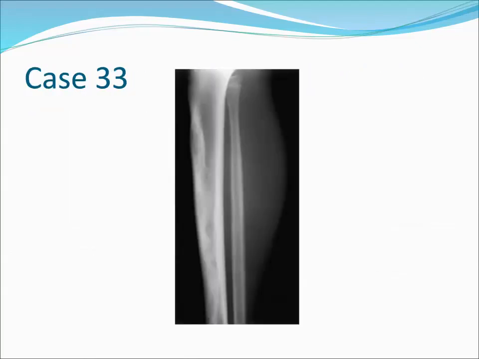Case number 33, adamantinoma. A wild-looking mixed lytic/sclerotic lesion in the tibia that resembles fibrous dysplasia is classic for an adamantinoma. This lesion occurs almost exclusively in the tibia and has some malignant potential. An adamantinoma should always be considered when a lesion resembling fibrous dysplasia is seen in the tibia.